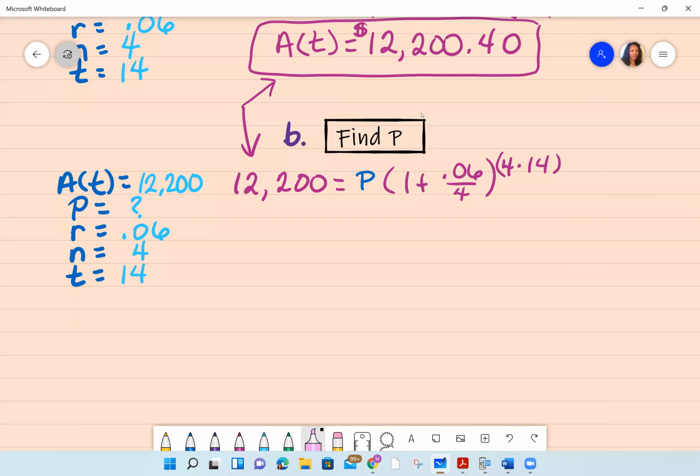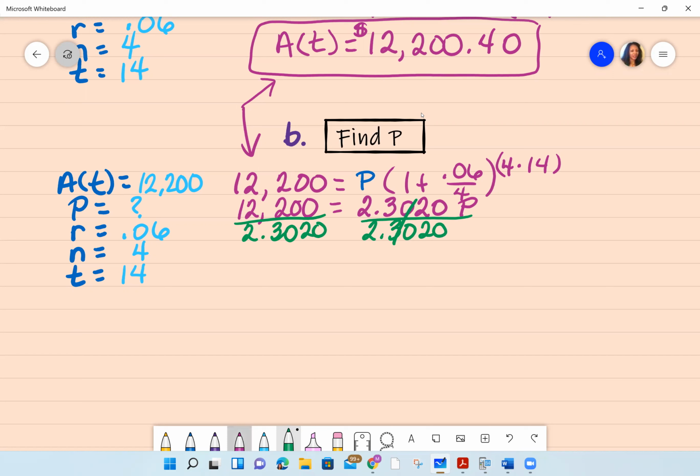Okay, so let's go ahead and write this out here. We can just bring down this 12,200. And then what we just came up with was 2.30, and we're going to round it. And I still have a P. So at this point, this is algebra. What you want to do is divide both sides by what's stopping P from being by itself, which is 2.3020. What I do to one side, I do to the other.